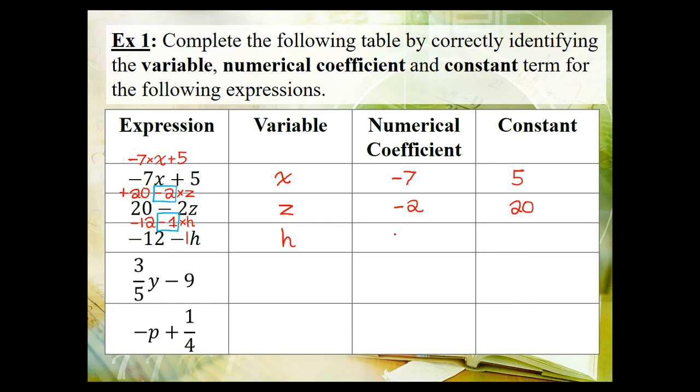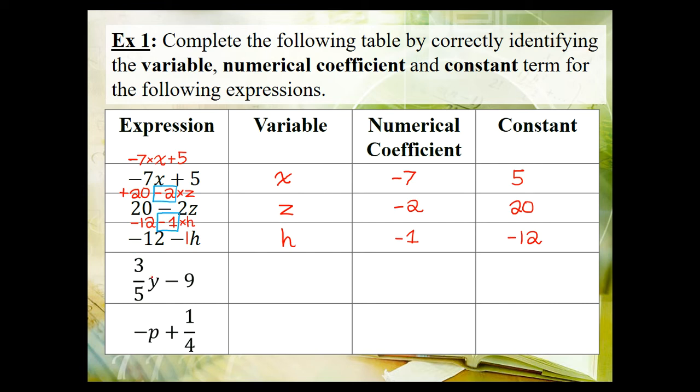Okay, so your numerical coefficient here would be negative 1. And then what about the constant term? Well, this time around, the constant term has a value of 12, but there's a negative sign in front of it. So the constant term this time would actually be a negative number, and it would be negative 12.